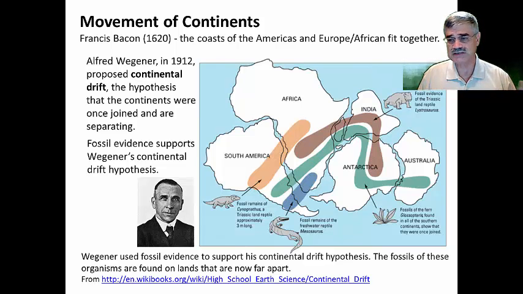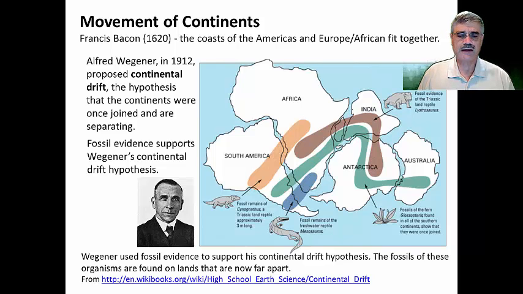Well, Bacon was ahead of his time at that point, and the idea didn't really resurface until 1912 with a German meteorologist named Alfred Wegener, who proposed continental drift. That is, he came back to this idea that the continents looked like they could fit together, and he studied this from a scientific point of view.